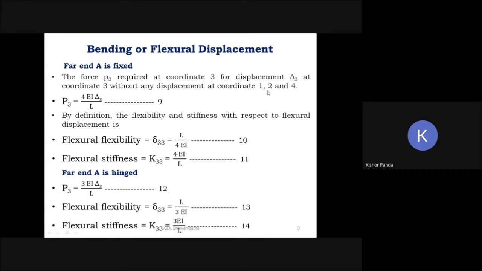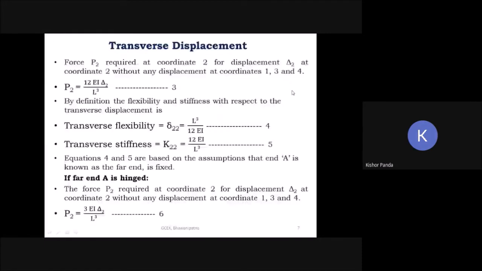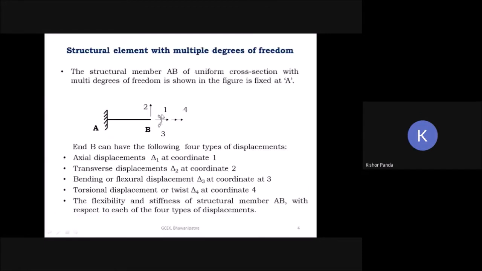So in this case, 1, 2, 4, there is no force and no displacement. Only the force is acting at the 3 coordinate, and the displacement due to that force is delta 3. You see here, this is the third force, the flexural bending. When the bending moment is acting, what displacement takes place?